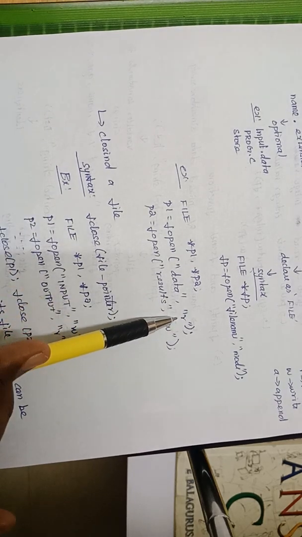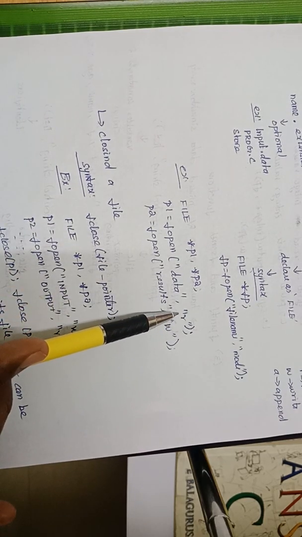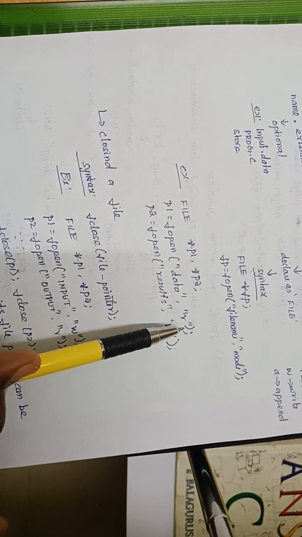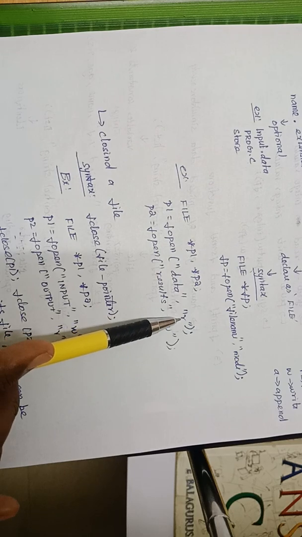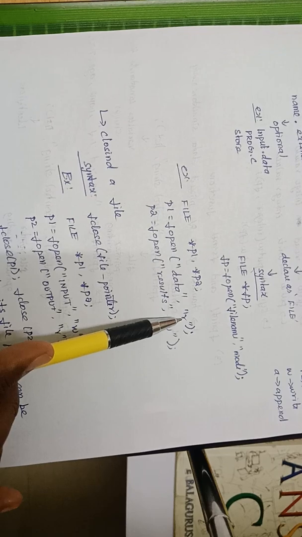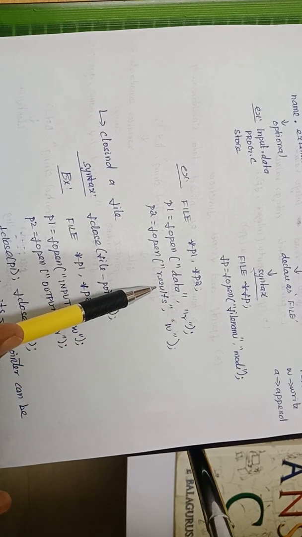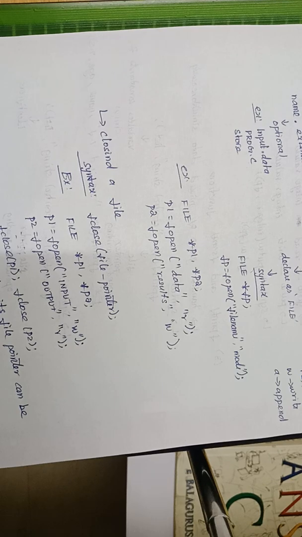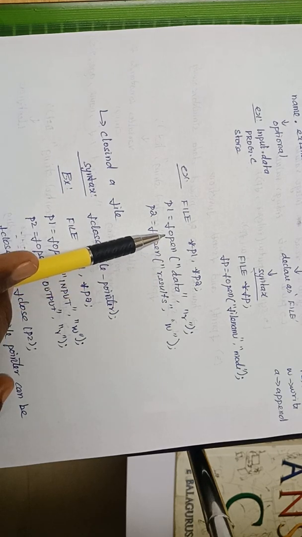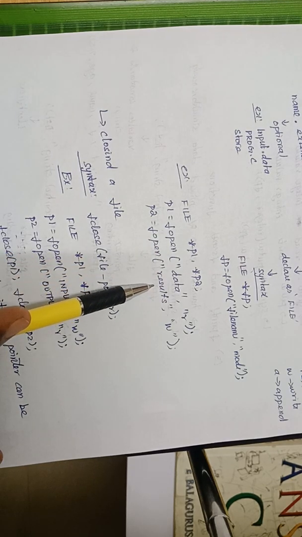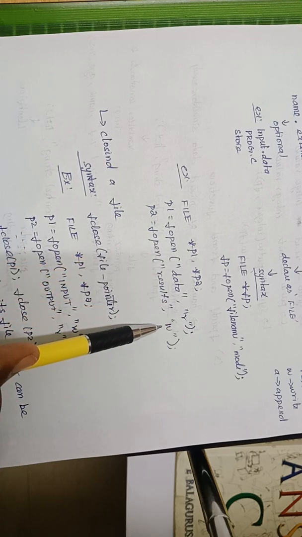Now this is opened in read mode, so you can read the data from that file. In this mode, you cannot write anything. You cannot append anything. When it is opened in write mode, you can write the data, but you cannot read the data. So this is how the data and result files are opened in read and write mode.